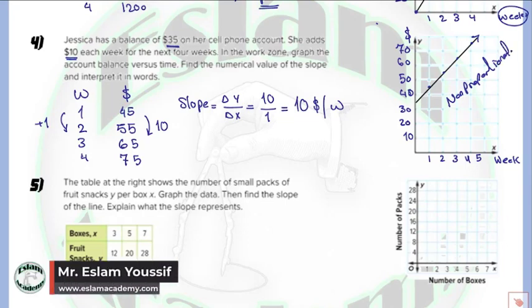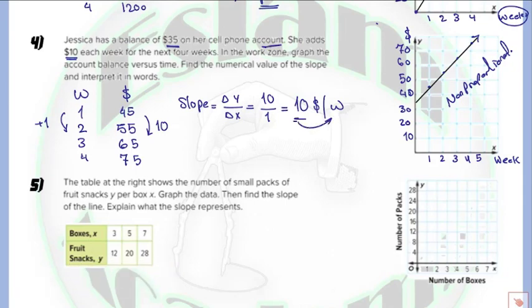Now we need to find the meaning of the slope. The meaning of the slope is that her account will increase by $10 in each week. And that's all about the slope.